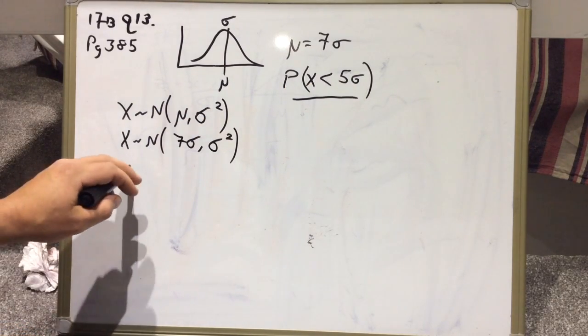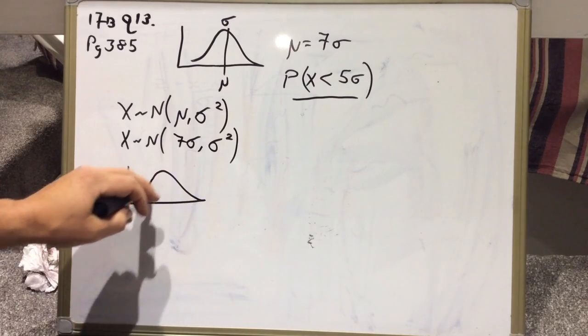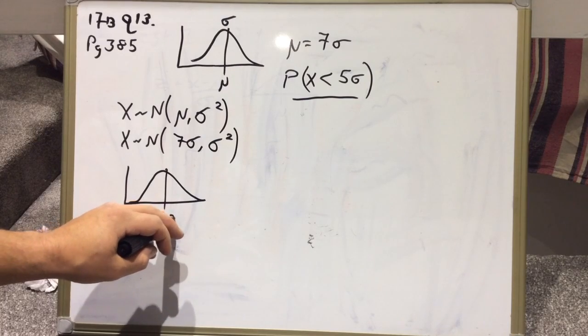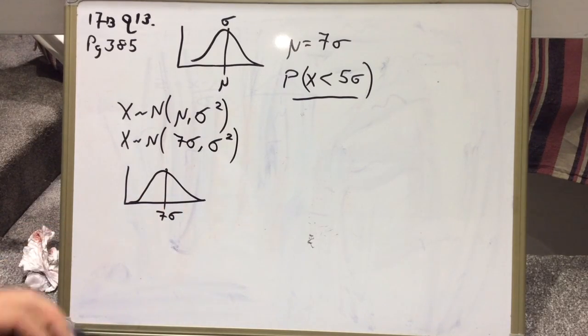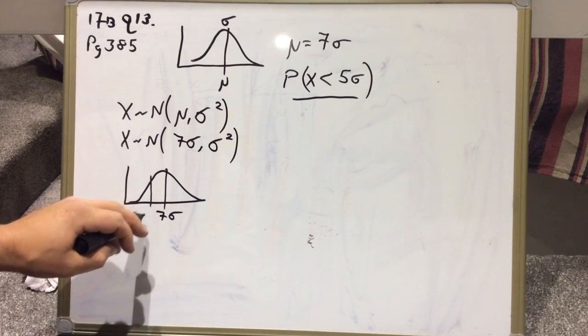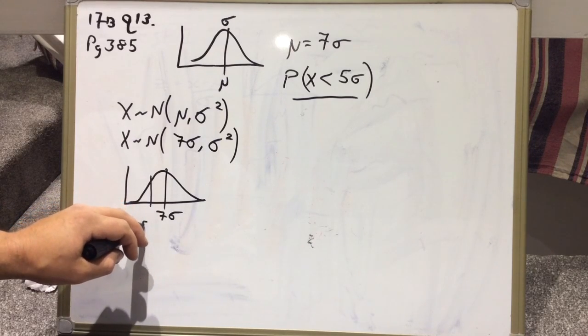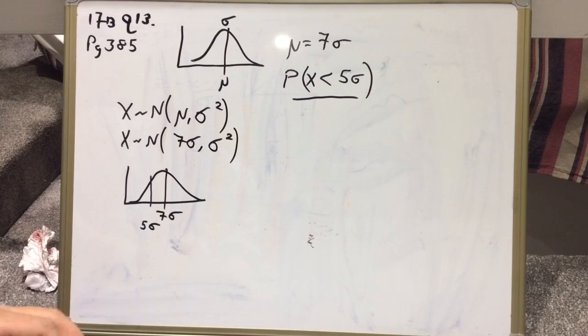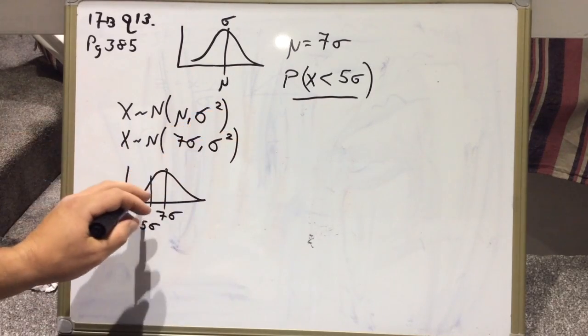So rewriting our normal distribution tells us that our mean average is now 7 standard deviations, and we are looking for this specific value at 5 standard deviations, and it's less than that.